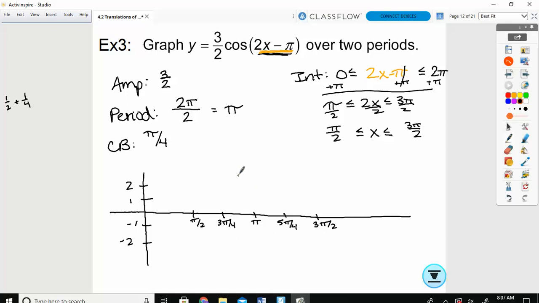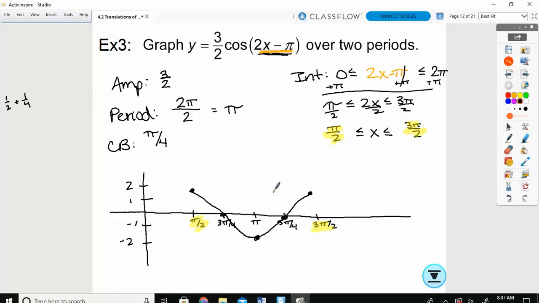We're looking at cosine. How does the graph of cosine begin? At its high point. We didn't flip or anything. So when I'm at pi over 2, my y value should be at 3/2, so halfway in between 1 and 2. Then at 3 pi over 4, we're back to 0. Go down to -3/2, back to 0, and up. You'll notice our interval was from pi over 2, so that's our starting point, to 3 pi over 2, which we got for our ending point. So this is 1 period.